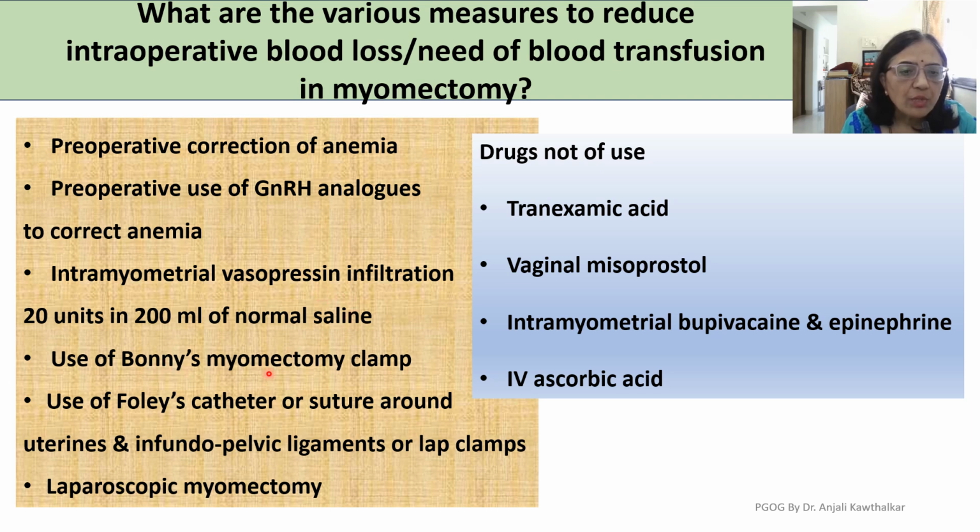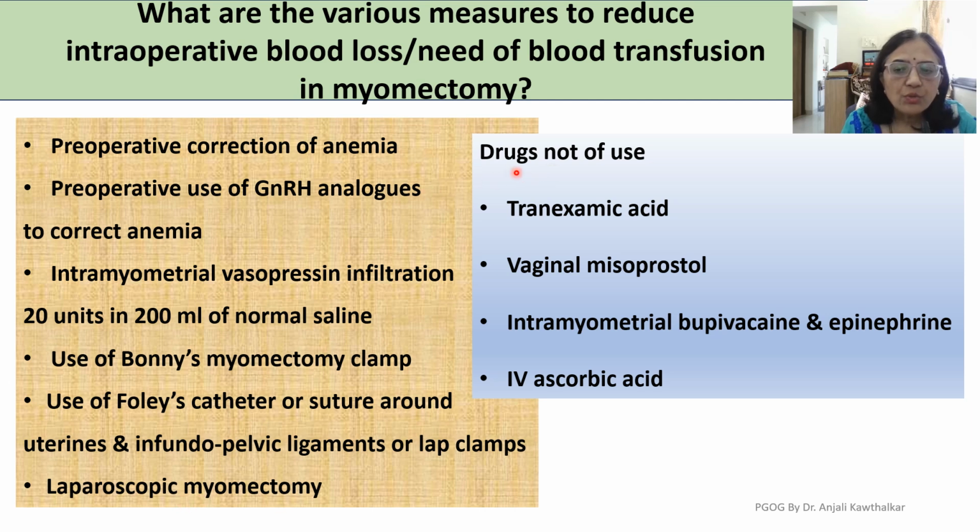In laparotomy, use of Bonney's myomectomy clamp. If it is not available, then use a Foley's catheter as a tourniquet, or sutures can be tied around the uterine vessels and the infundibulopelvic ligaments to reduce the blood loss. Or there are special laparoscopic clamps also now available, which can be introduced through the ports, and these are also used for temporarily clamping the uterine vessels. Laparoscopic myomectomy itself is associated with less blood loss as compared to open myomectomy. So that is also one of the measures of reducing the intraoperative blood loss.